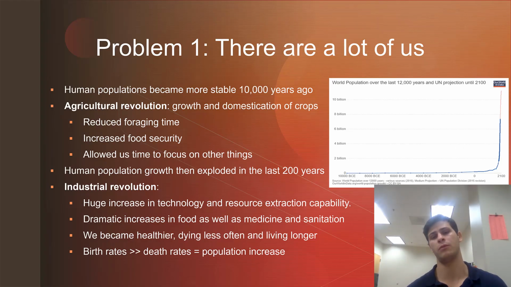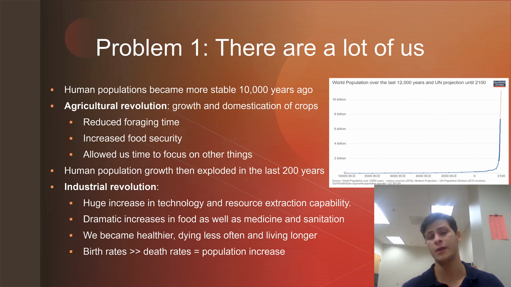And there are two major problems when it comes to how we have been chipping away at the Earth's integrity to provide some of these services and these natural resources. The first problem is that there are a lot of us. Human populations became stable around 10,000 years ago, and this was due to two major reasons.